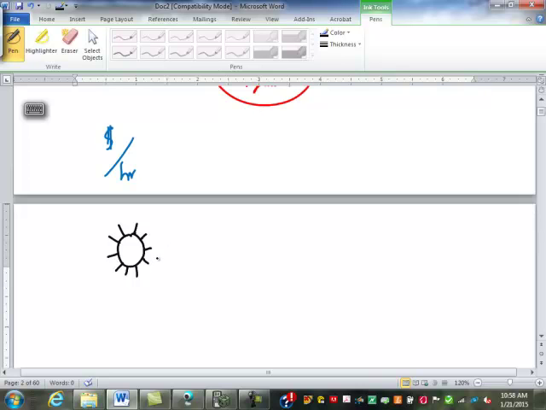Any guesses? Sun. Or sunflower. Come on, it's not that bad.